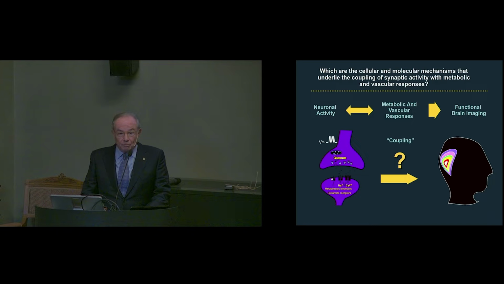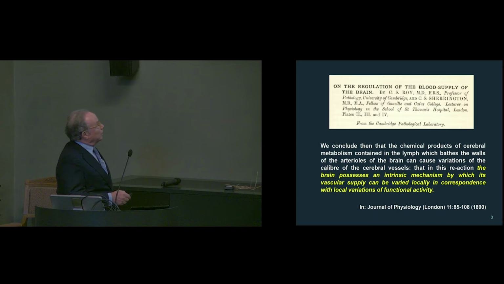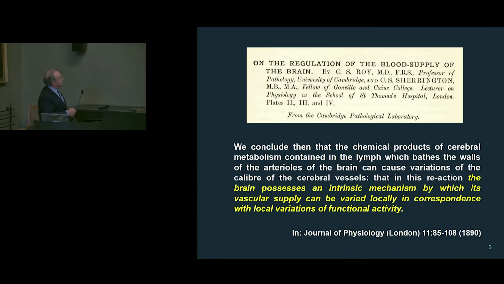And this has been, by the way, the basis for functional brain imaging techniques, because what is monitored is actually the consumption of energy related to neuronal activity. Actually, Sherrington already proposed for vascular coupling, meaning bringing more substrates to the active area, that the brain possesses an intrinsic mechanism by which its vascular supply can be varied locally in correspondence of local variation of functional activity. And this is over 130 years ago, very forward-looking, but no idea of the mechanism, just a description, but a very important one.